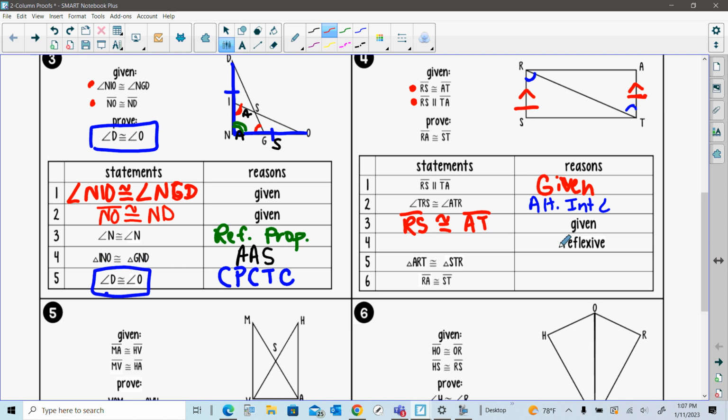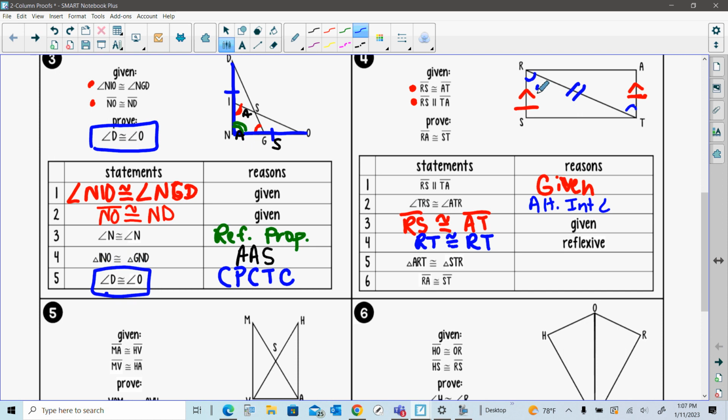Line 4, they say we're going to use a reflexive statement. That would go with which part? Yep, RT, the shared side. So RT is congruent to RT. Now, line 5 wants us to prove the triangles are congruent. I have to pick one of those 5 ways. Triangle ART, this triangle here, would be congruent to STR.